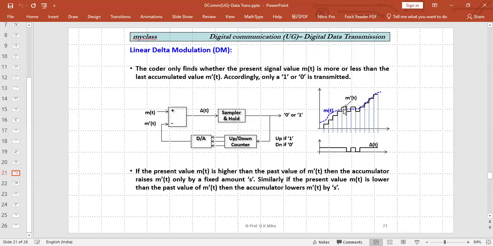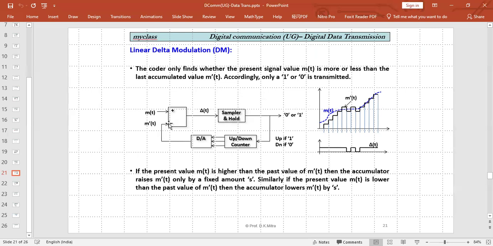Now, if you do that, then what happens? Instead of 8-bit or 4-bit, you have to transmit only 1 bit. That is a tremendous savings on the bandwidth requirement. That is the plus point of linear delta modulation. But you may ask, why don't we then always use linear delta modulation? Not so. As I said, every technique has some positive side and negative side. We shall discuss that.